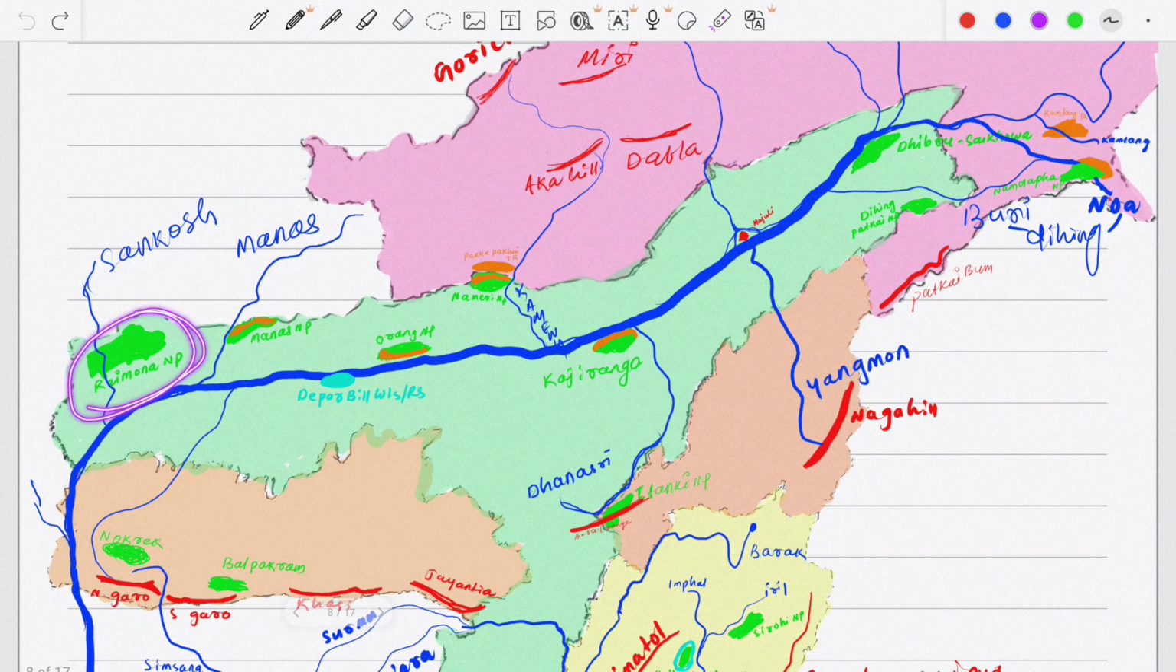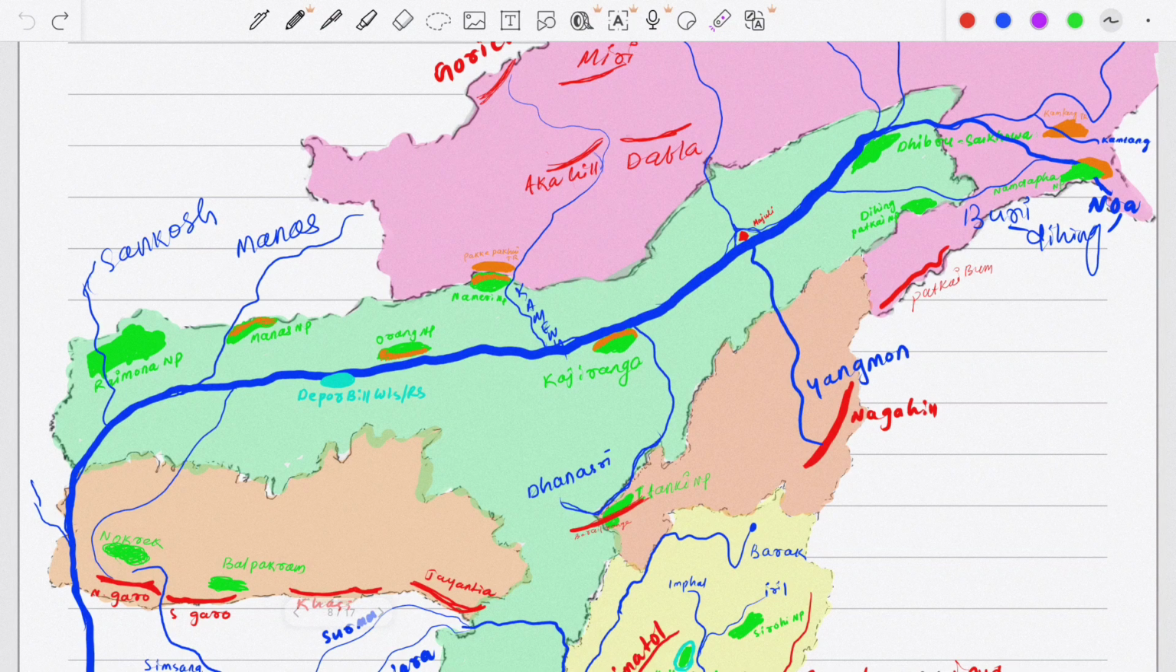R for Raimona National Park. M for Manas, then Orang National Park, then Nameri National Park, then Kaziranga National Park. Raimona, Manas, Orang, Nameri, Kaziranga. Then comes D1 and D2, that is Dibru Saikhowa and Dihing Patkai National Park. So Raimona, Manas, Orang, Nameri, Kaziranga, Dibru Saikhowa and Dihing Patkai National Park.